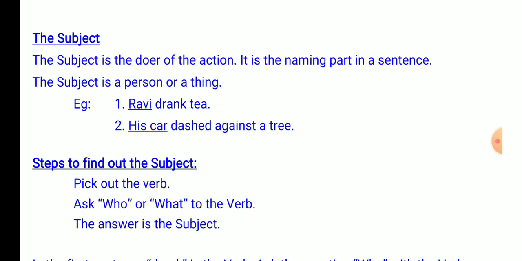How do you find out the subject in a sentence? I have given the steps to find out the subject. Now, what do you do? The first thing which you have to do is to pick out the verb. You know the structure of the verbs, hence you can easily pick out the verb. Then add who or what to the verb. The answer which you get is the subject of the sentence.